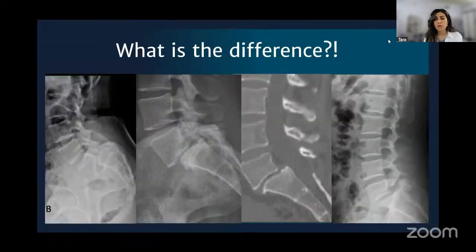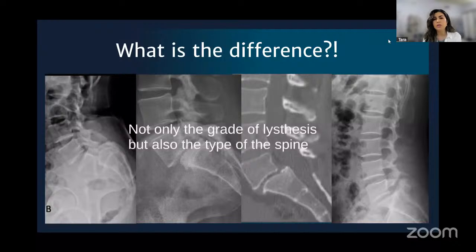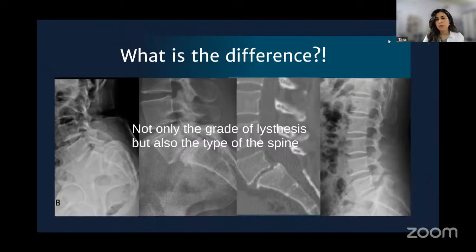If you look at these 4 radiographs, X-rays, lateral views of lumbar spines, I would ask you the question: what do you see as the difference between these 4 pictures? At first glance, any one of you might think that the obvious difference would be the degree of the listhesis. Well, that's not the only difference; the difference is also the type of the spines that we see here, with the sacral slope and the lumbar lordosis.